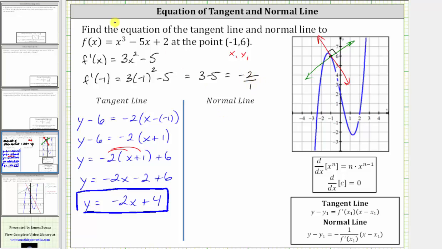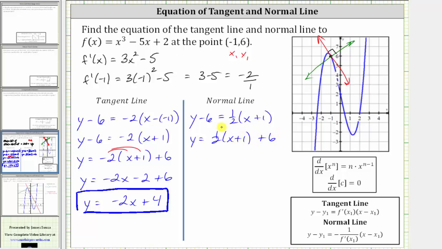And therefore the equation of the normal line is y minus 6 equals, again, -1 divided by f prime of x sub 1, which is the negative reciprocal of -2, which is +1/2, times the quantity x minus x sub 1, which simplifies to x plus 1, just as it did here on the left. And now let's go ahead and solve for y by adding 6 to both sides. We have y equals 1/2 times the quantity x plus 1, plus 6.